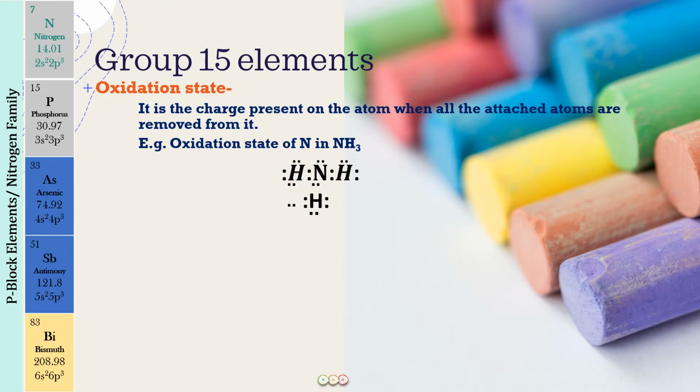Each hydrogen atom will have a +1 oxidation state. So when we remove +1 from here, what will be the charge left behind on nitrogen? It will be -1, because as a whole the molecule is neutral. So when this goes out, what is left behind is -1 oxidation state on nitrogen. Similarly, this hydrogen goes, it is -2, and this goes, it is -3. So this is the oxidation state of nitrogen in ammonia, -3.